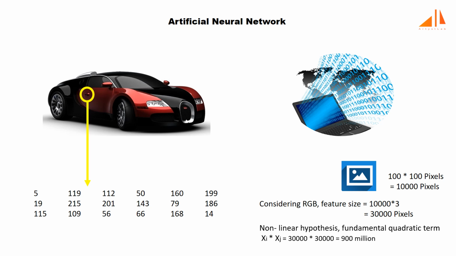And if you consider the fundamental quadratic term, which will consist of multiplication of two features, its size can reach up to 900 million. You get this many features just by considering the basic quadratic feature. Here, you can see that simple machine learning algorithms like linear regression or logistic regression cannot really help us. You can say such complex problems like image processing or problems involving computer vision require some other techniques. Here, ANN comes to the rescue.